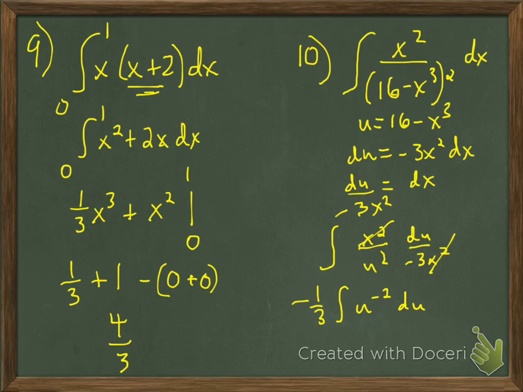Now be careful when you raise u to the negative 2. You're raising it by 1, so it becomes u to the negative 1. Divide by negative 1 just cancels out the negative out front. And there you have your integral.